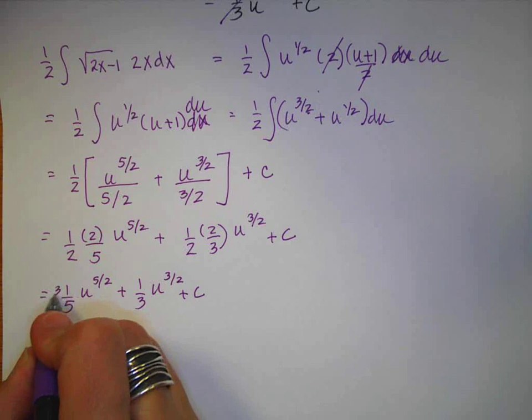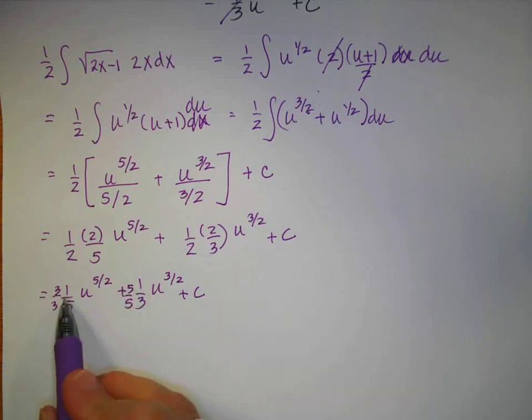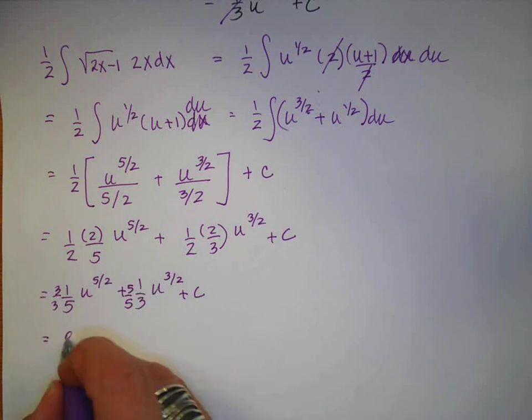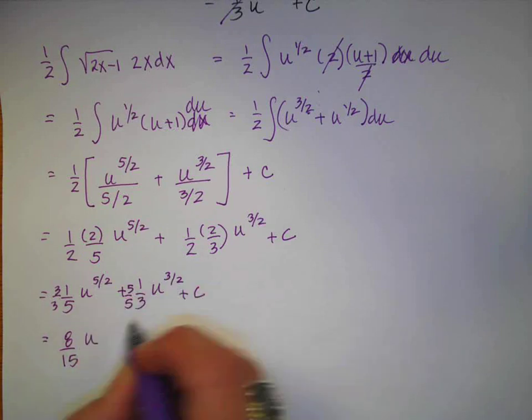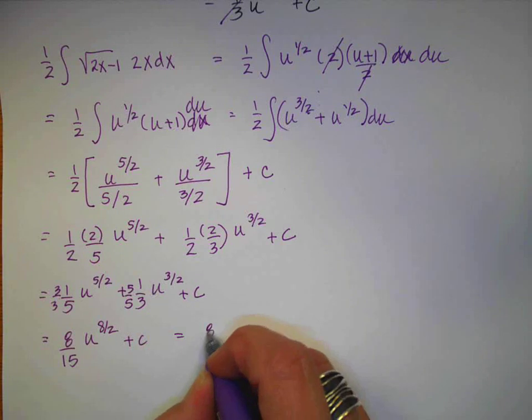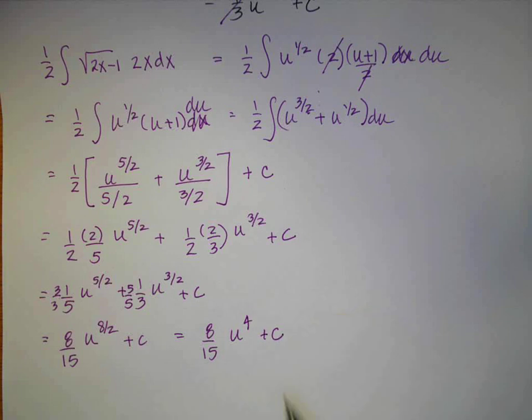Alrighty. So if I look at this, I'm going to multiply this guy by 3 over 3, and I'm going to multiply this guy by 5 over 5. So I can add all of this together. So I'm going to get 3 plus 5 is 8 over 15. u to the 5 plus 3 is 8, over 2, plus C. So this is 8 over 15 u to the 4th plus C.